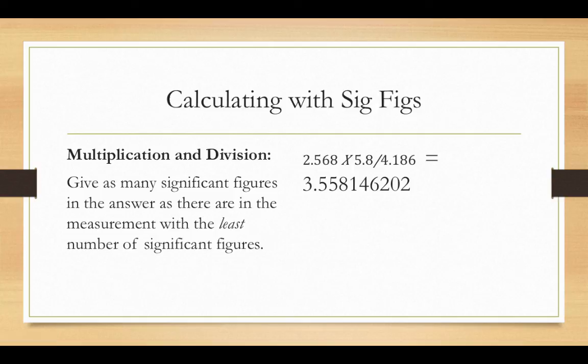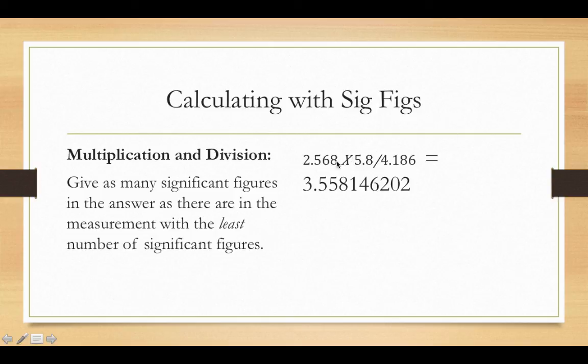Okay, when we go to calculate with significant figures, as we multiply and divide, we have to record our answer using the same thought process related to significant figures, because we don't want a recorded answer after calculations to imply that we had better precision and tools than we really did. So for multiplication and division, we need to give as many significant figures in the answer as there were in the measurement with the least number of significant figures.